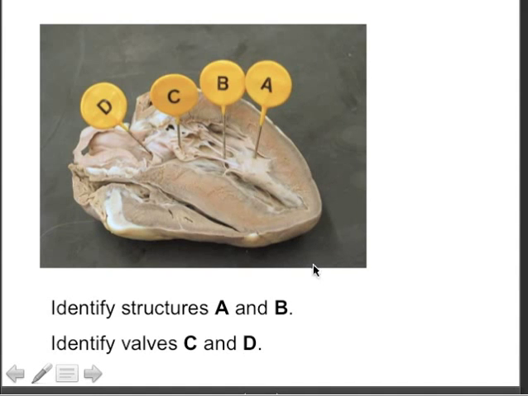Again, this is a heart that's been sectioned coronally. A is indicating the papillary muscles, which attach to the chordae tendineae, indicated by B. C is the bicuspid valve, and D, the aortic semilunar valve, which is the doorway out of the left ventricle. Okay, know what those structures look like.